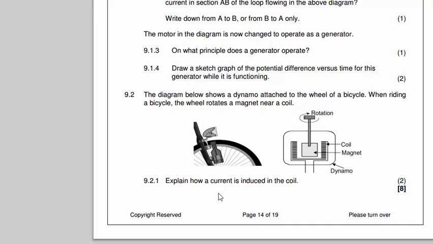Okay, when riding a bicycle, explain how a current is induced in a coil. And that's just where you give Faraday's law: when a magnetic field cuts a conductive material at a 90-degree angle, a current is induced in the conductor. As the wheel is turning, it is rotating the magnet around a coil. A coil is just wound up wires. So obviously the more wires there are, the more electrons are being moved. So as the wheel is rotating, it is rotating the magnet to pass through the coil, inducing current.